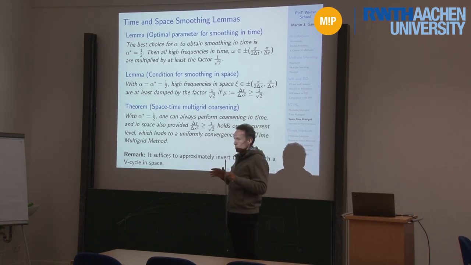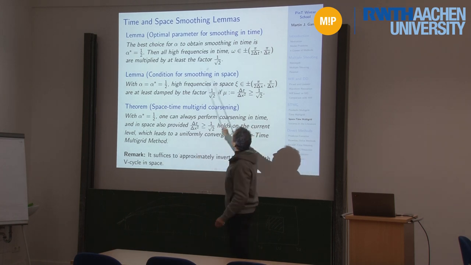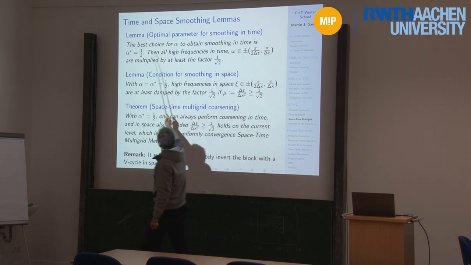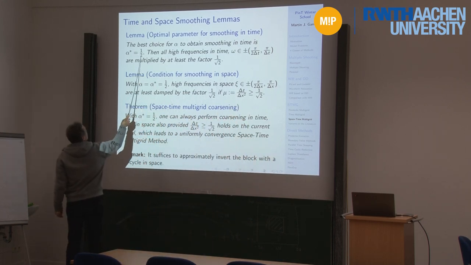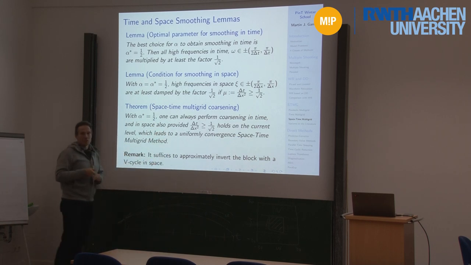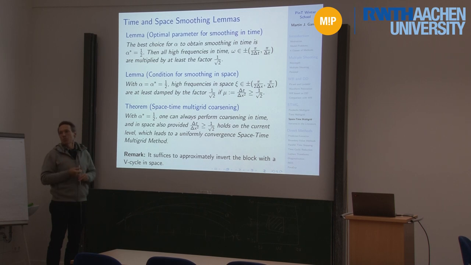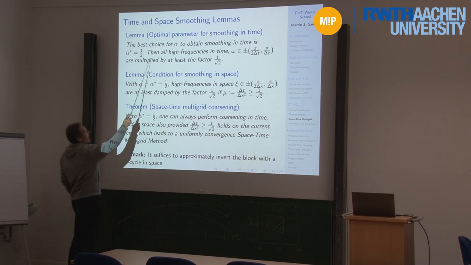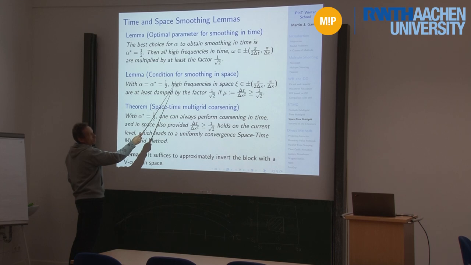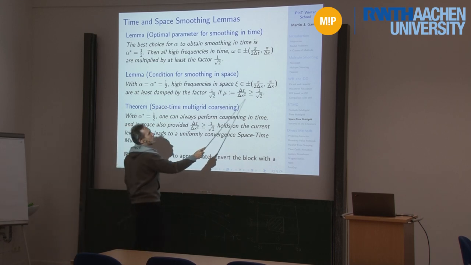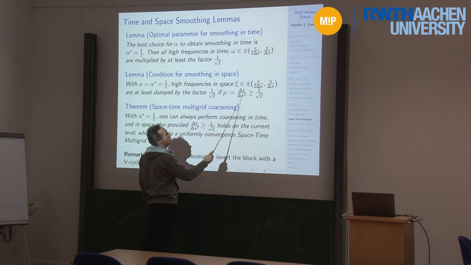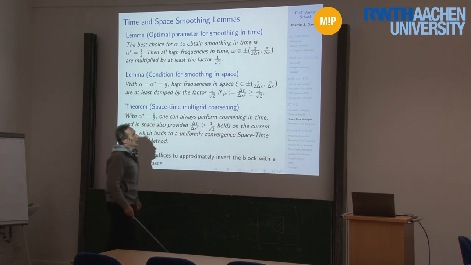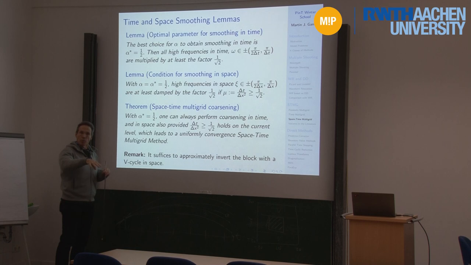We decided to make sure that it works in time because we want to absolutely coarsen in time. So the first lemma says the best choice for alpha is a half. Because if we choose a half, then it always works as a good smoother in time. We can always coarsen in time. And that's what Hawk-Busch couldn't do. And if we choose a half, then we can also coarsen in space, provided the condition holds. It's a condition here on the mesh size ratio. And if this condition holds, we coarsen in both. If it doesn't hold, we just coarsen in time.